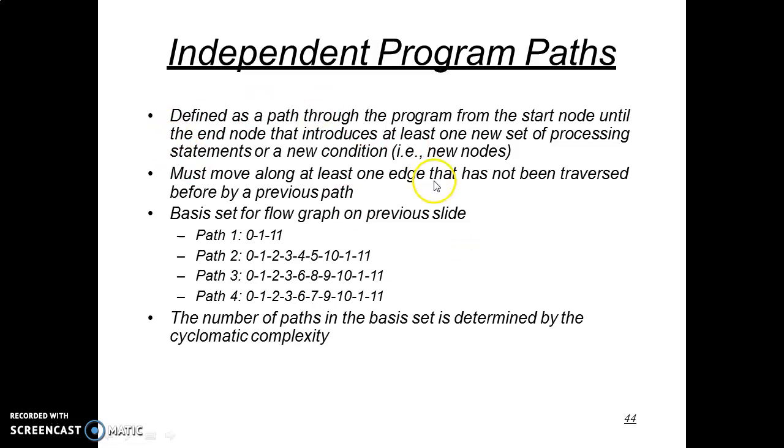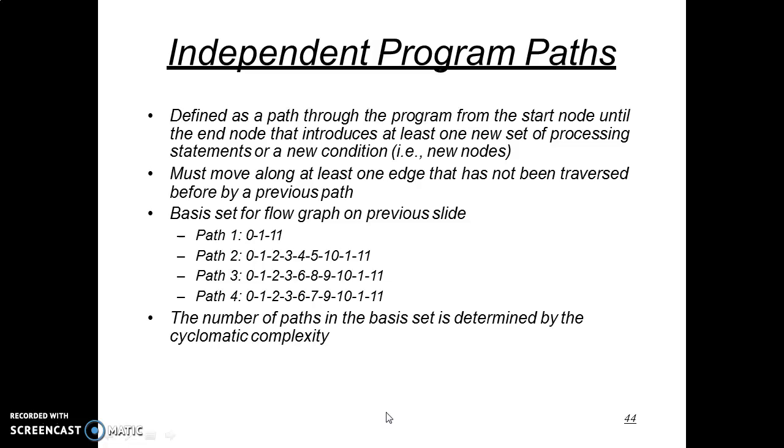Independent program path is defined as a path through the program from the start node until the end node that introduces at least one new set of processing statements or a new condition. We have already seen in a previous session how we can tell how many distinct paths there are for a given code. For that, we first have to find the cyclomatic complexity of the code.